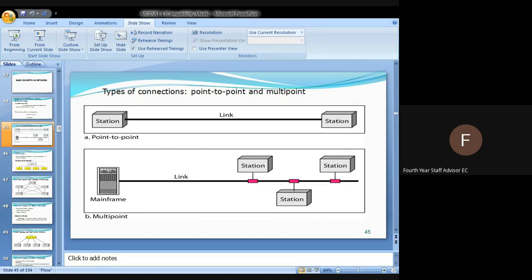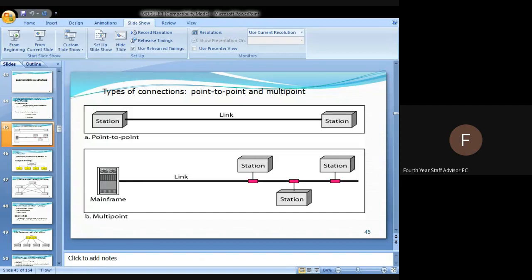Now the other one is called the multi-point connection. Multi-point in the sense you can have any number of nodes, and if these nodes are connecting to a single link or sharing that link, that is called a multi-point connection. You can have many nodes or stations attached to a common link. Now, what about the capacity of the channel or the link here? The capacity of the channel is shared.